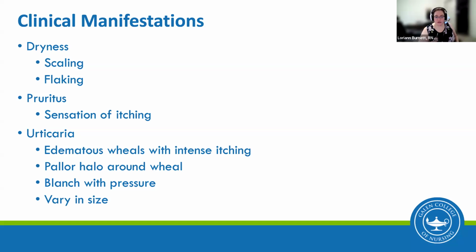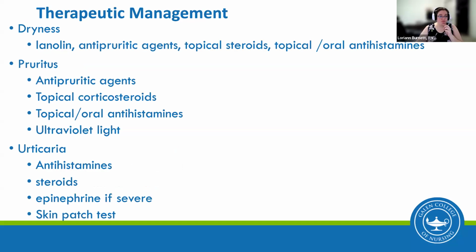Wheals are going to be fluid filled, raised bumps. They'll also have a pale halo around the bottom. Again, this helps us differentiate between hives and, let's say, chickenpox or pimples. We want to be able to differentiate. It's going to blanch with pressure, and it's also usually associated with severe itching.